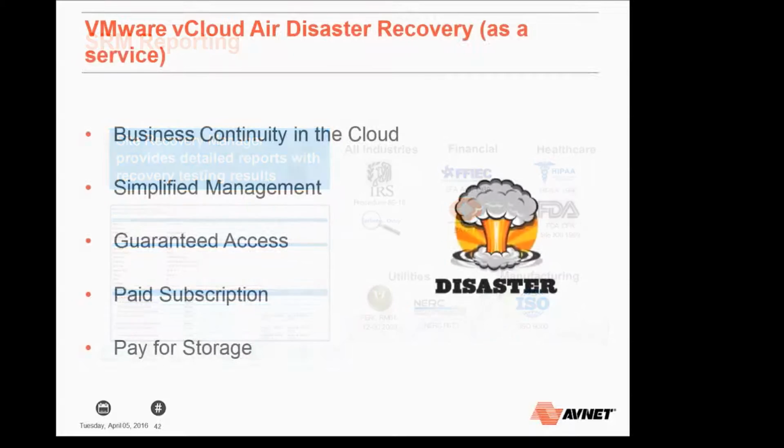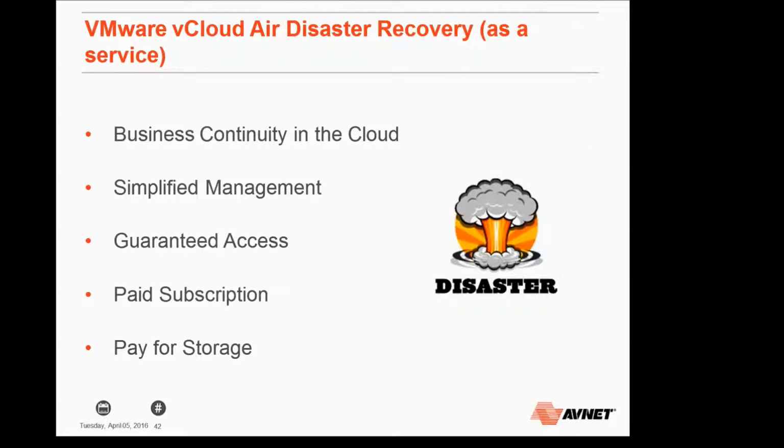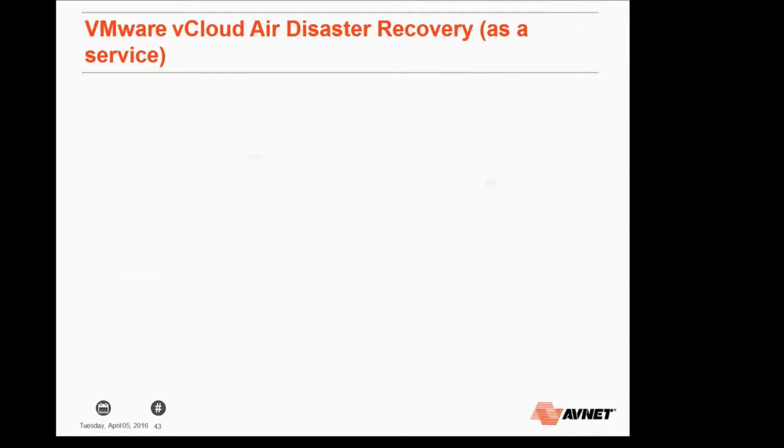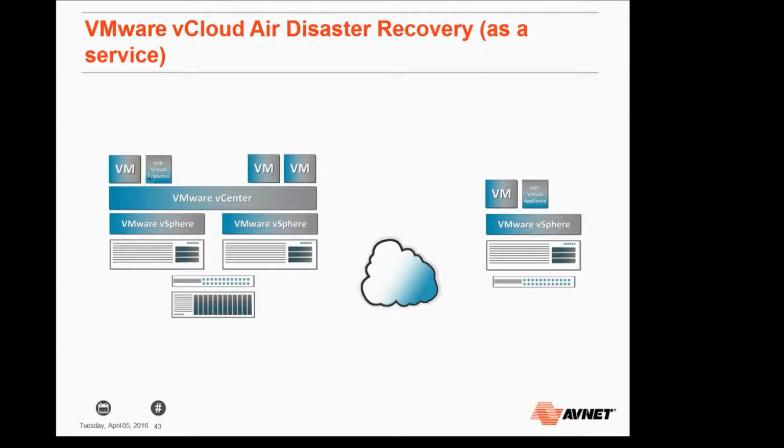In addition to the private cloud services VMware has for disaster recovery, there's also VMware vCloud Air, which provides disaster recovery as a service or business continuity in the cloud. It has a very, very simple management interface. It hooks straight into vCenter and guarantees you a level of access to compute resource and memory resource in the cloud. It's a paid subscription, so you pay for what you use and then you pay for storage. You can carry out 2 disaster recovery plans a year if you wish, each for 7 days. So if you want to test your disaster recovery capabilities, VMware vCloud Air DR will enable you to do that.